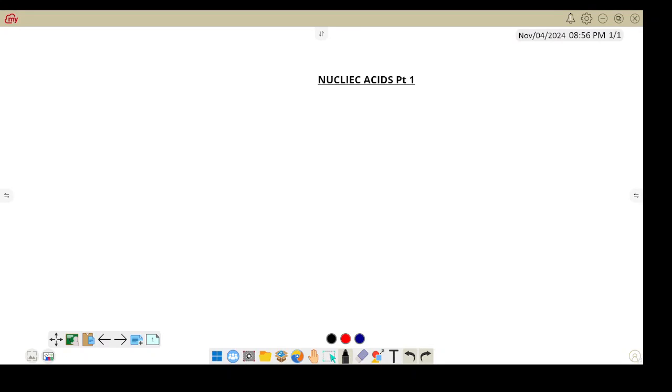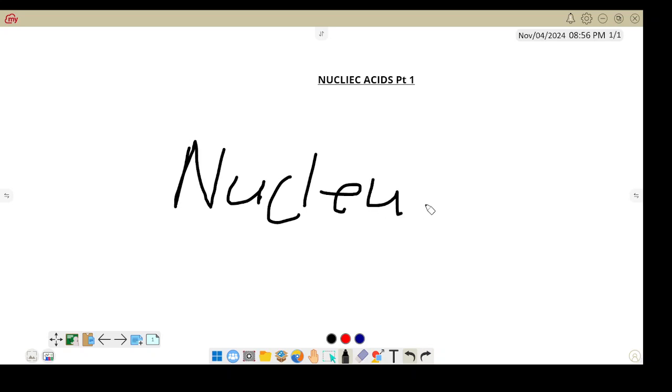Okay, so we discuss nucleic acids. The nucleic acids are simply coming from the word nucleus. This is where we get to talk about the nucleus, so this is where nucleic is coming from. Just a quick recap: what are the functions of the nucleus?